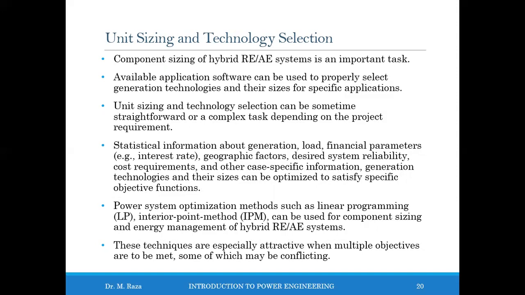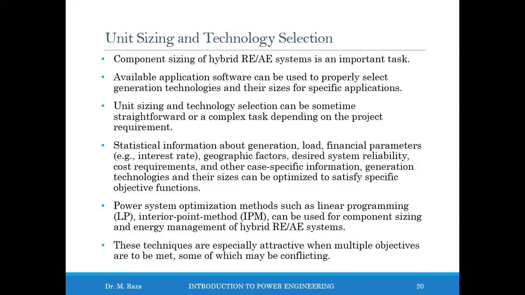For example, with the aid of Homer software developed by the National Renewable Energy Laboratory, a hybrid renewable energy system can be designed. And with the aid of the distributed energy resource customer adoption model software, optimum technology selection for hybrid system to operate as an independent microgrid can be achieved.